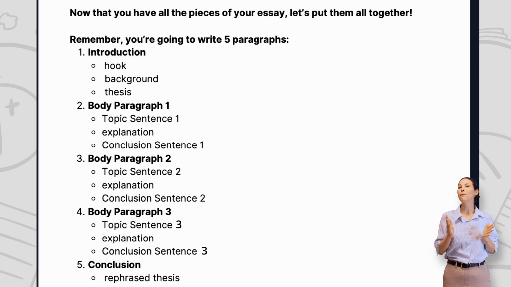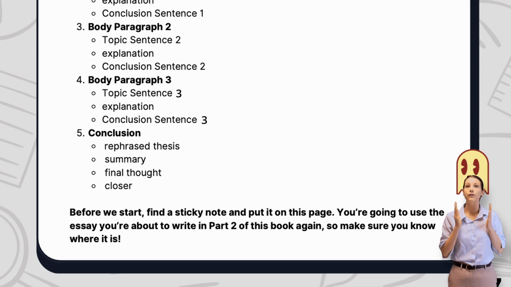Then we move on to body paragraph 3. Do you see the pattern here? It's going to start with topic sentence 3, your explanation, and then your conclusion sentence 3. Finally, it's time to move on to your conclusion paragraph. We're going to start with the rephrased thesis, then your summary, your final thought, and your closer.